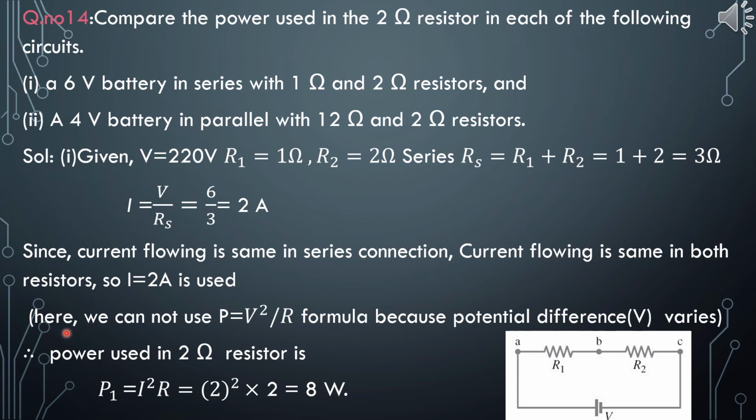But children, one thing you have to remember here, we cannot use the power formula, that is P is equal to V square by R, because potential difference varies. So we cannot use it. We can use the formula P1 is equal to I square R. So substitute the value of I, that is 2 square, and R is 2. 2 square is 4. 4 into 2 is equal to 8 watt. In case 1, the first question, you are getting the value of power 8 watt.